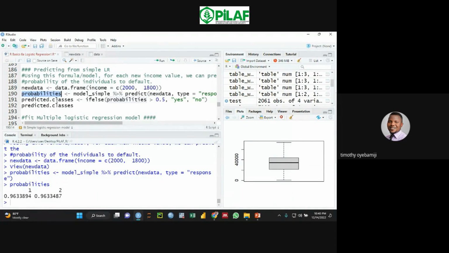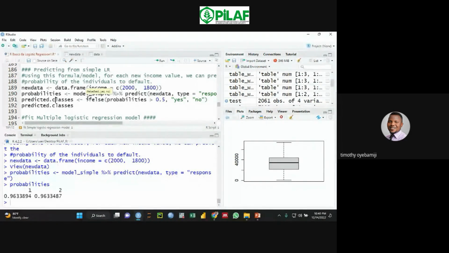All right. Now, this becomes our response variable, the dependent variable. So how do we make it a yes or no? In the original data set, we have yes or no. How do we make it yes or no? So we classify it such that any probability that is greater than 0.5, that person is more likely to default.